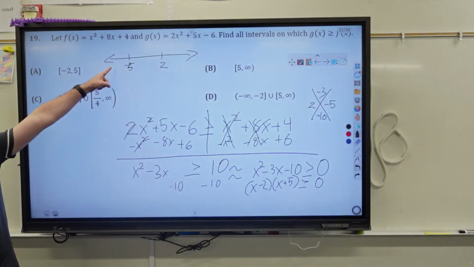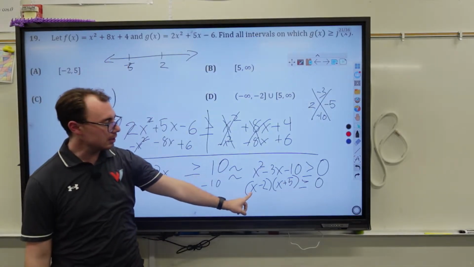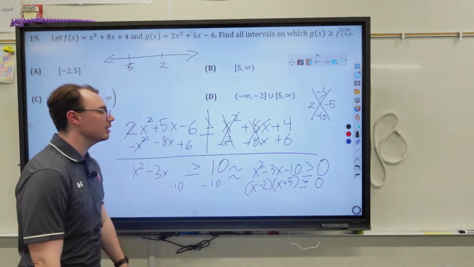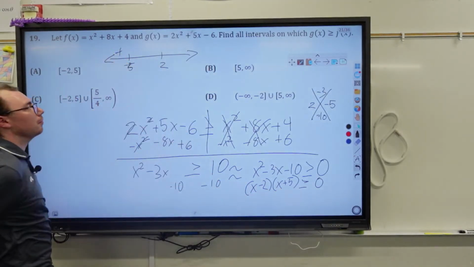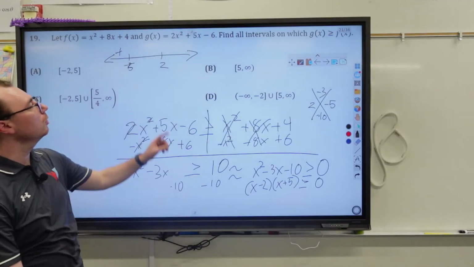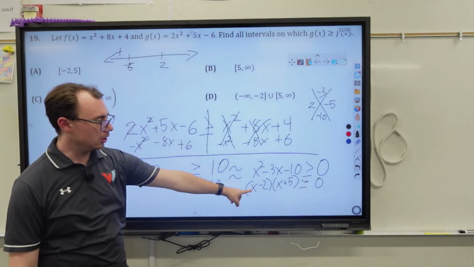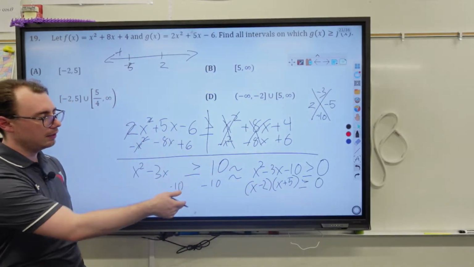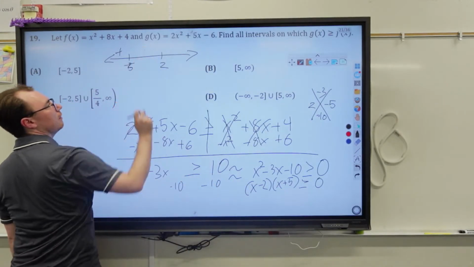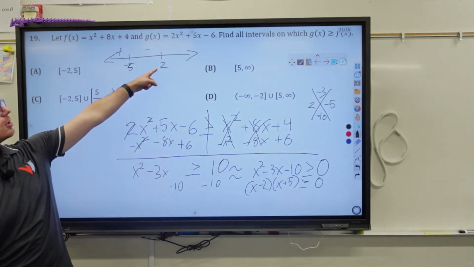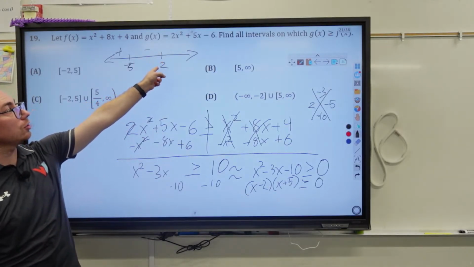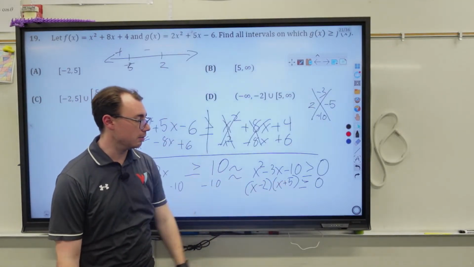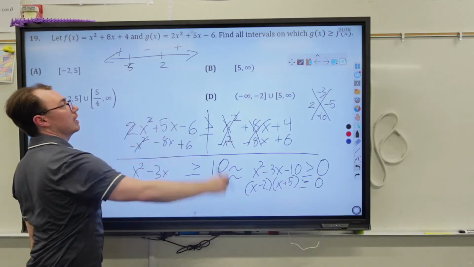If it's anything less than -5, this factor is negative and this one is negative, so the product would be positive. Anything between -5 and 2, let's just do 0. If we plug in 0 here, we get a negative, and here we get a positive. So a negative times a positive gives us a negative value. And when x is larger than 2, let's say 3, 3 minus 2 is positive and 3 plus 5 is positive, so it's positive here.